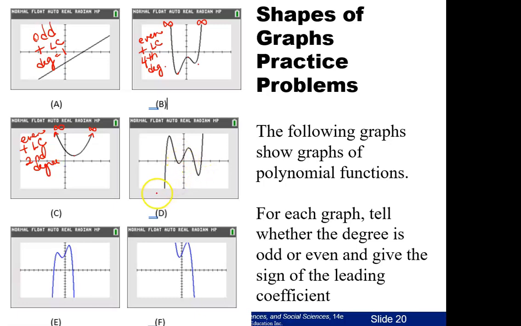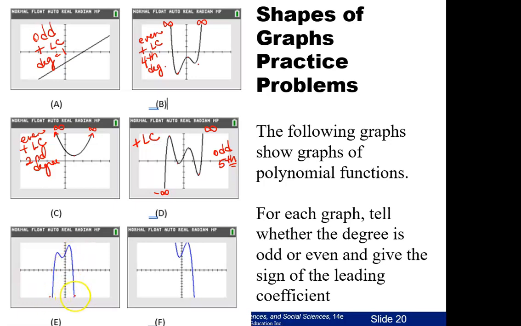This one comes from negative infinity and goes to positive infinity, so it would be an odd degree polynomial. It has 1, 2, 3, 4 turns, so it might be as much as a fifth degree, or at least a fifth degree. And then if we look at whether it's a positive or a negative leading coefficient, this one goes from negative to positive, so it would be a positive leading coefficient.